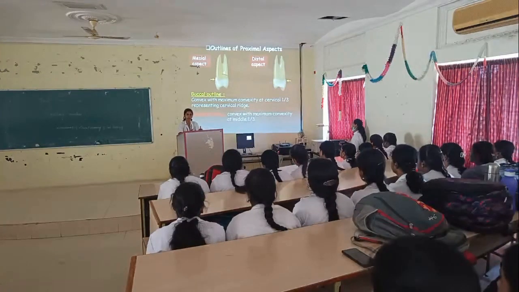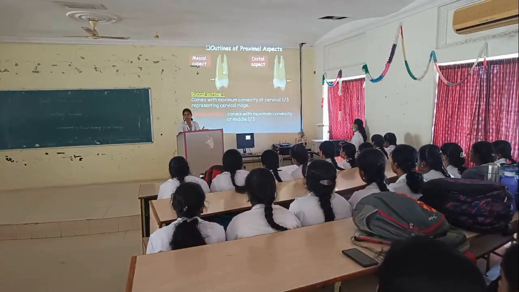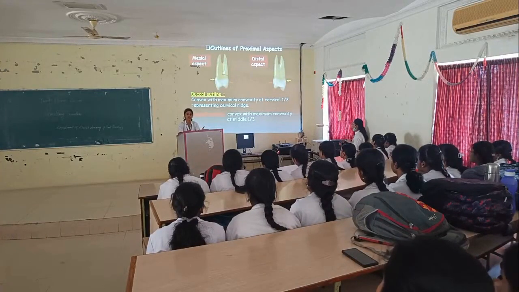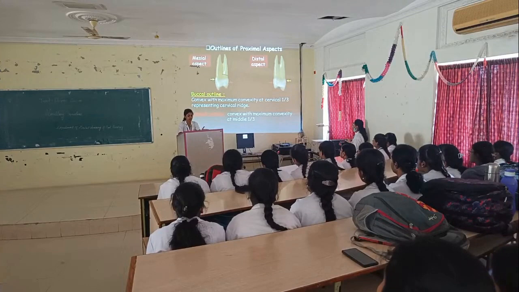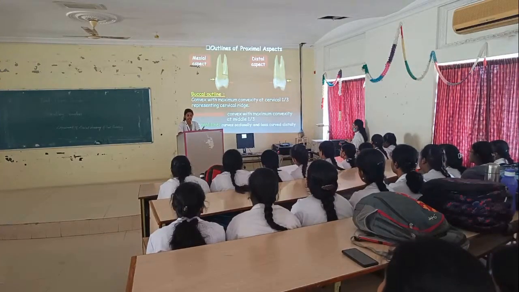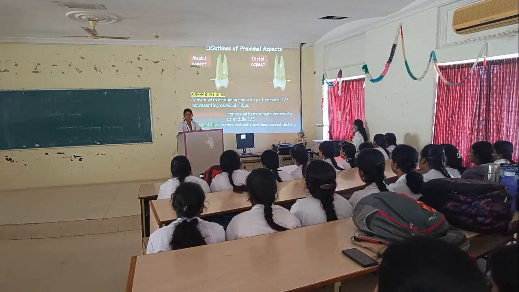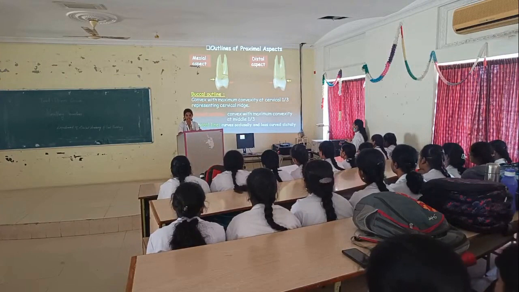As we saw before, in the buccal surface, maximum convexity is at cervical 1/3. In the lingual aspect, the maximum convexity is present at the middle 1/3. Then the cervical line curves occlusally. On the distal side there is less curvature, but on the mesial side there is a deep curvature.